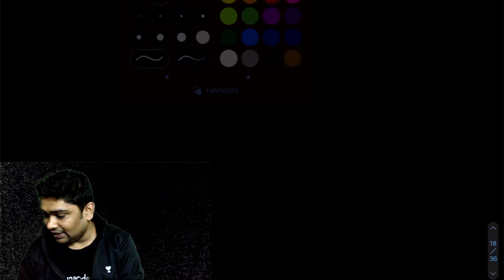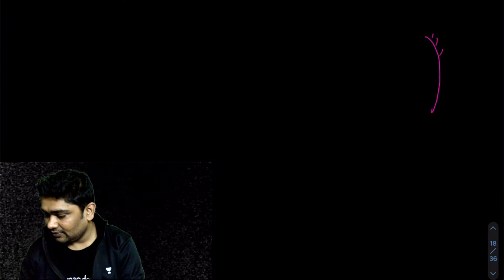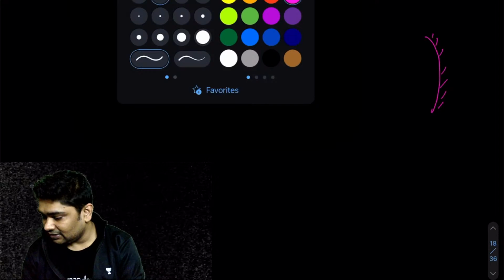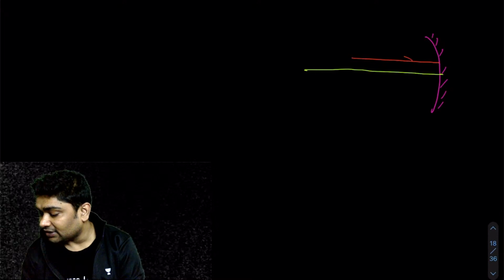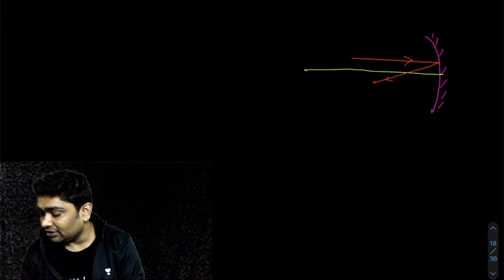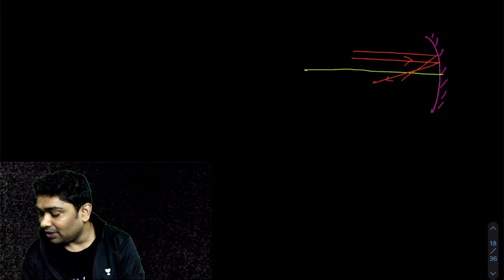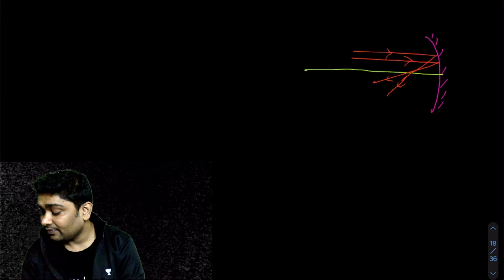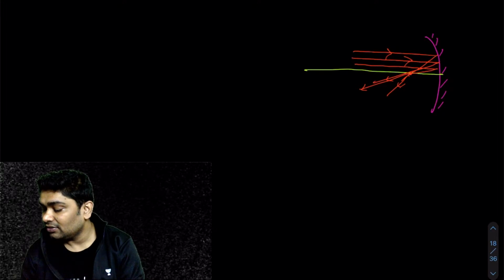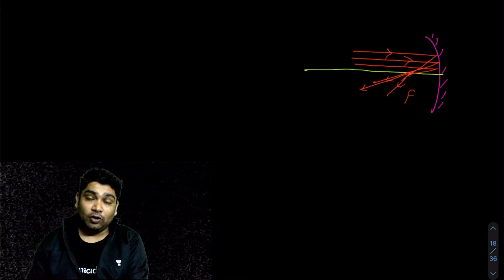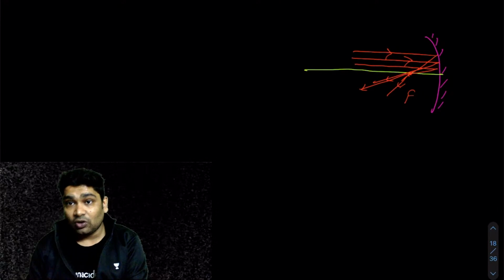So let's imagine you had a mirror, this, with some principal axis. And if you consider many rays which are very close to the principal axis, then all of them after reflection would pass through this point. So that is what we call the focus. That is the entire idea of focusing of light, or the focusing property of a concave or a convex mirror. For a convex mirror, the light rays would appear to diverge from that.